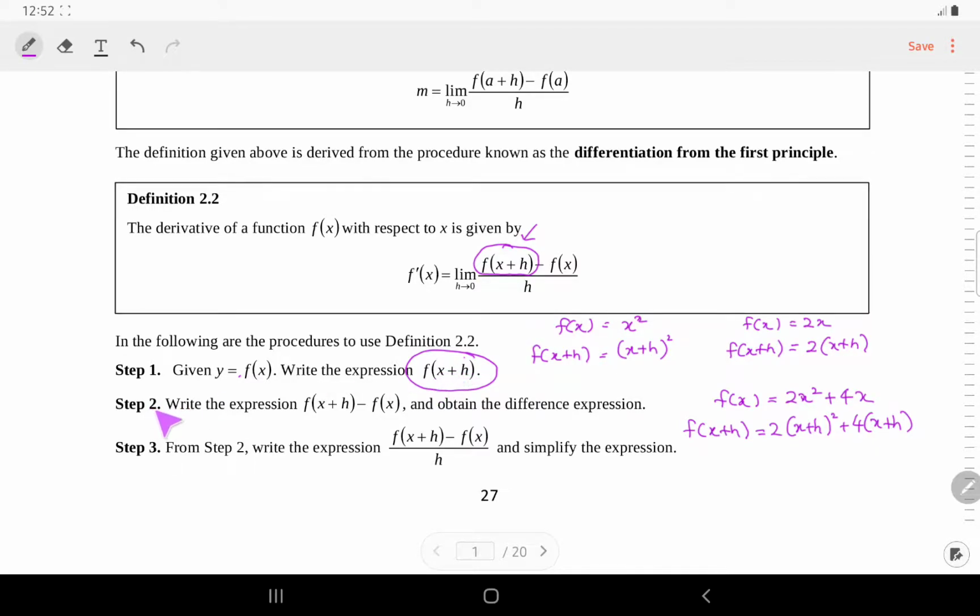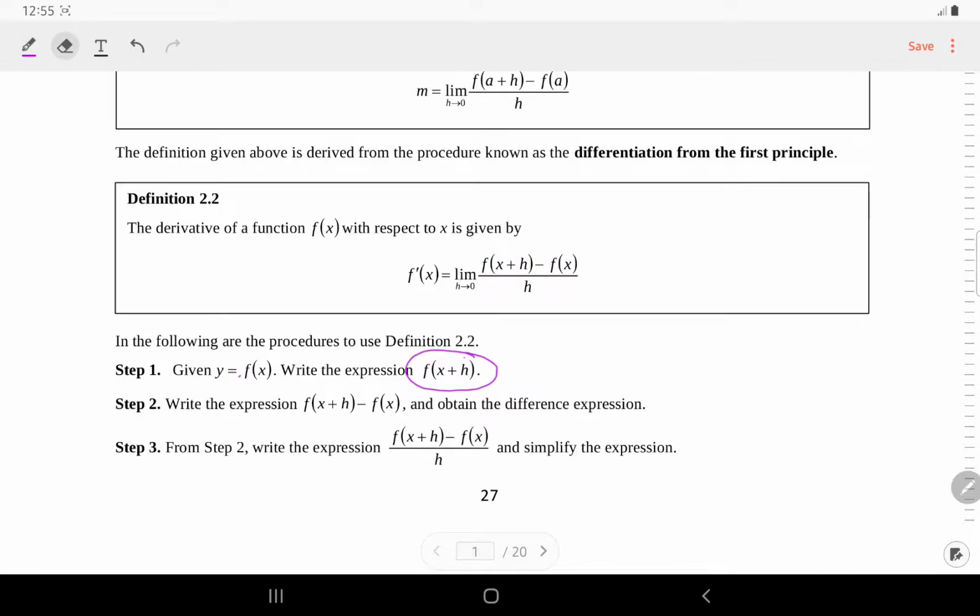And then for step 2, write the expression f of x plus h minus f of x.